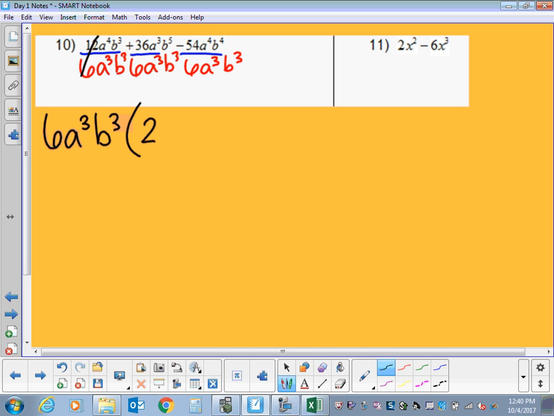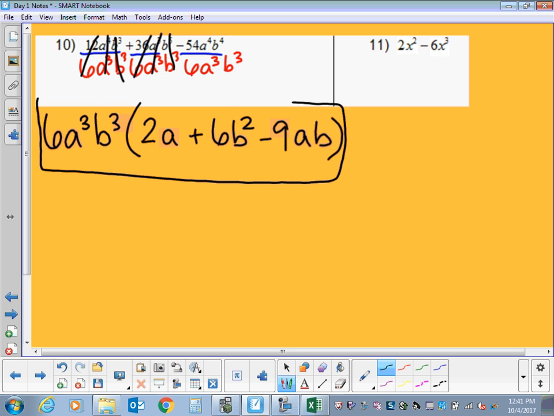What about a fourth divided by a third? Okay. Just a. My b's cancel out, right? Right. Alright. Then I have 36 divided by 6 is 6. My a's cancel out, so I have b to the 2nd left over. Lastly, I have negative 9 a b. That's my answer.